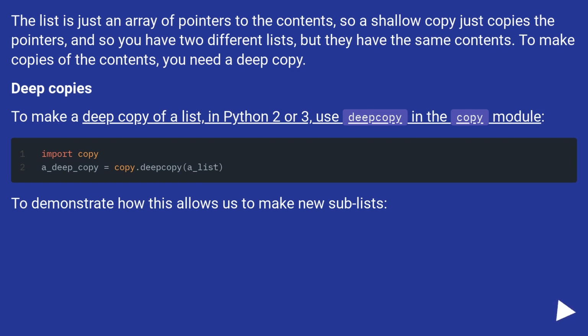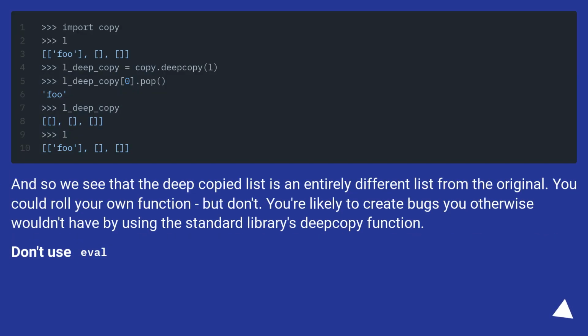To demonstrate how this allows us to make new sublists. And so we see that the deep copied list is an entirely different list from the original. You could roll your own function, but don't. You're likely to create bugs you otherwise wouldn't have by using the standard library's deepcopy function.